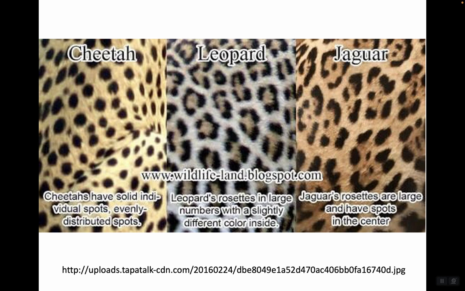So how are we going to remember this? Well, cheetahs, these are like cheese puffs or cheese balls. So they're not hollow. And jaguars, think of a j, a lowercase j has a dot on it. And in the same way, jaguar pelts have dots in the middle.